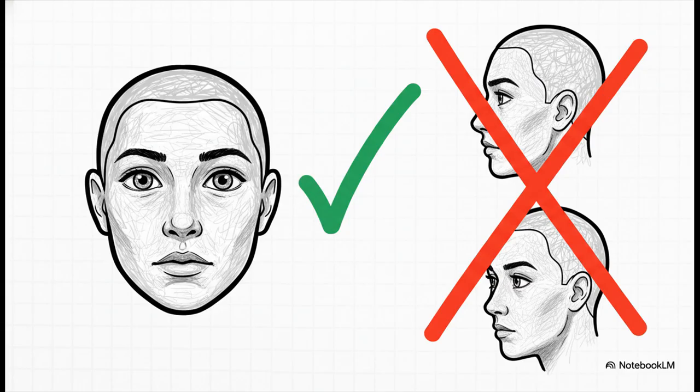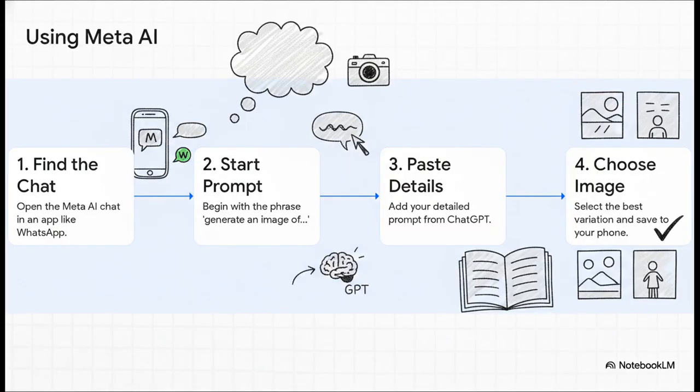For the lip-syncing AI to look natural, your character has to be looking straight ahead, directly at the camera. No artsy angles, no side profiles. Straight on. Got it?